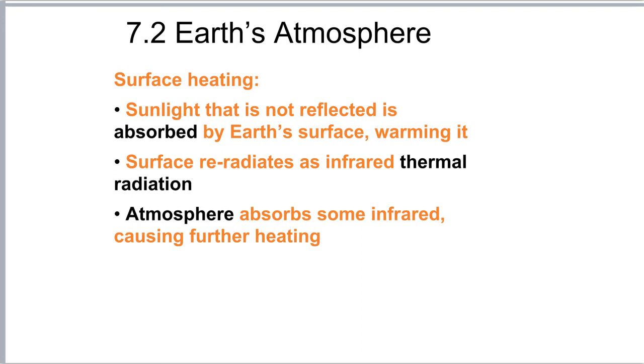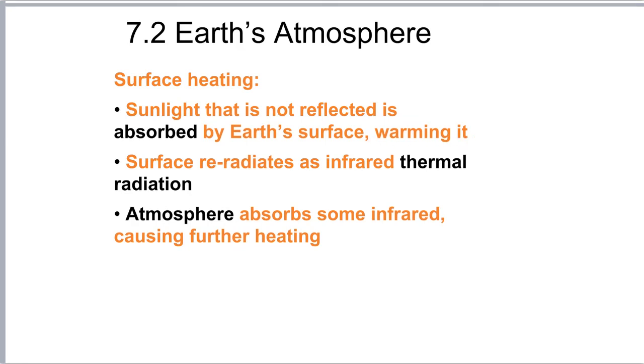Now, sunlight comes in, it goes through the atmosphere. Some of the sunlight is reflected back into space. It's reflected by ice caps on the surface of the Earth, it's reflected by clouds in the atmosphere and other things, but much of it is not reflected. And the part of the sunlight that actually makes it through to the surface of the Earth gets absorbed by the Earth's surface, and that causes the Earth's surface to warm up or heat up.